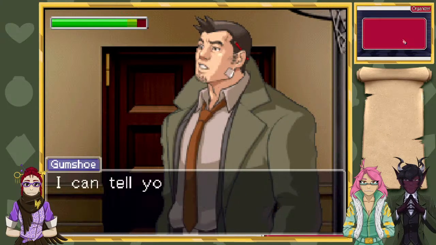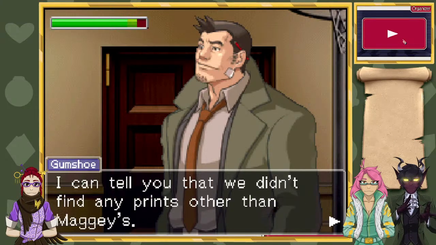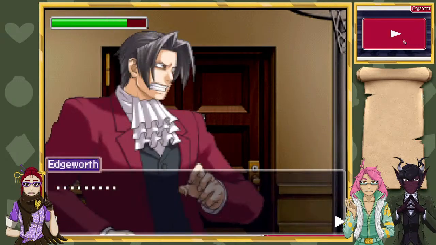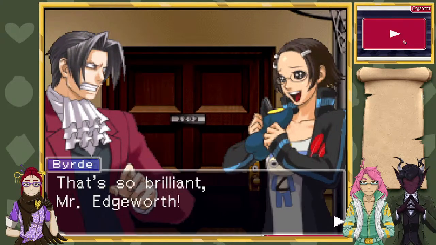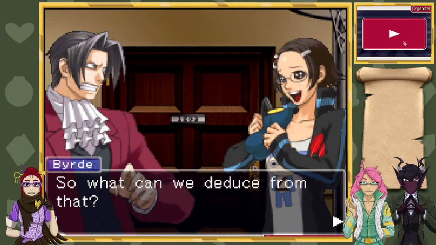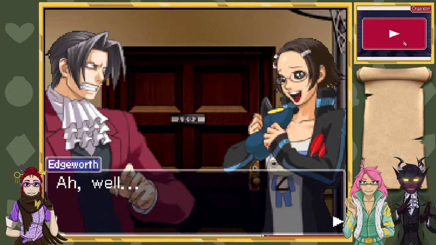I can tell you that we didn't find any prints other than Maggie's. Process of elimination. It's the doorknob. I didn't like this one. Wipe down. So brilliant, Mr. Edgeworth! So what can we deduce from that? See, it's hard to read.